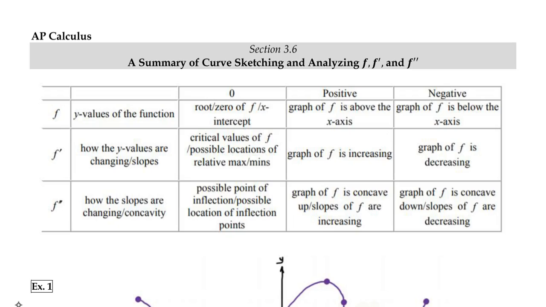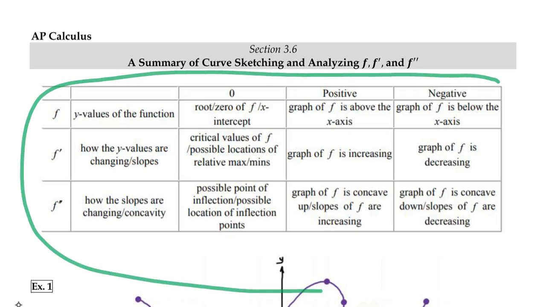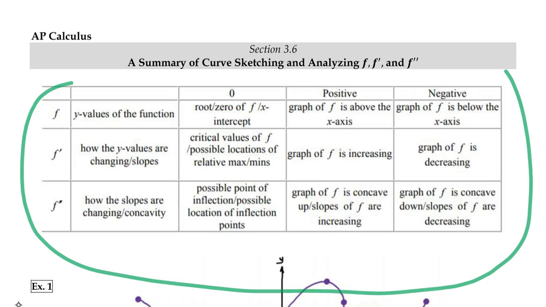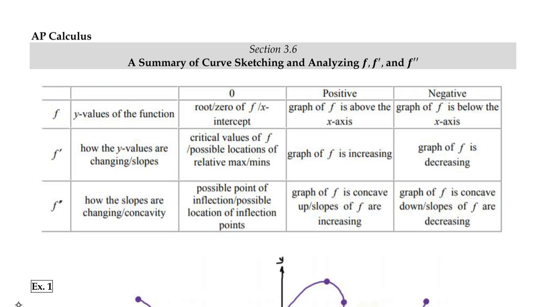If you look at this first table, this is everything that you need to know. So look at it saying that f has y values. F prime tells you how the y values are changing, which is the slopes. And then f double prime tells you how the slopes are changing, which measures concavity. So it walks you through everything. I'm not going to tell you everything. This is something for you to study off of. That would be really boring, but it is an awesome tool.